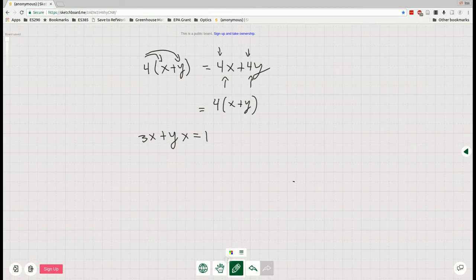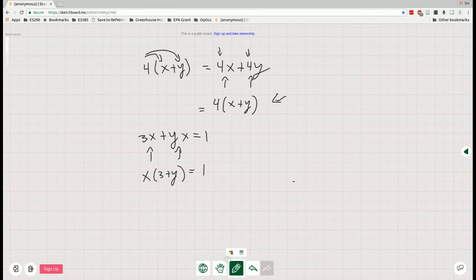But one thing we can do is we can factor the same way that we factored out the 4 in our previous example, right? So we know that we have two terms. Both of these terms are being multiplied by the unknown value x. So let's go ahead and factor out x outside of a set of parentheses. These two terms are the same thing as saying x times 3 plus y, right? So x times 3 plus y is equal to 1.